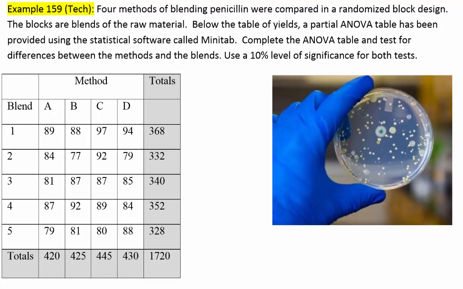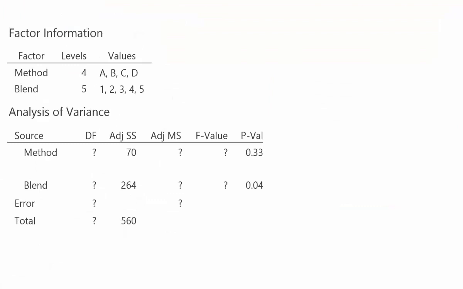All right, so we have a table here, which provides the yields from each of the methods and blends. So we have blends, which appear to be the blocks, and then we have the methods A, B, C, and D that they're comparing. Okay, let's go ahead and take a look then to see what the ANOVA output tells us. All right, so this display is very easy to read. They tell us that we had four levels for the method, A, B, C, D, and the blends had five levels, 1, 2, 3, 4, 5.